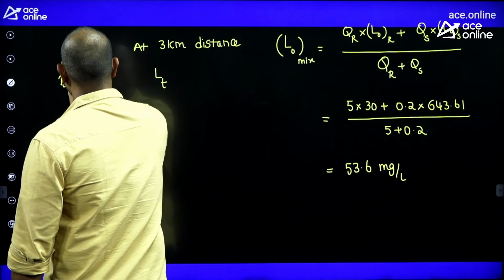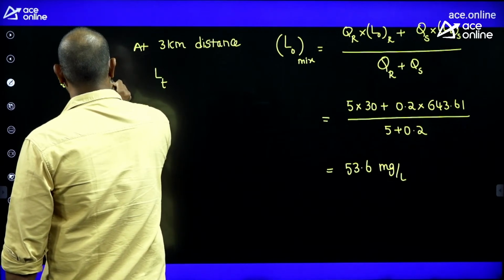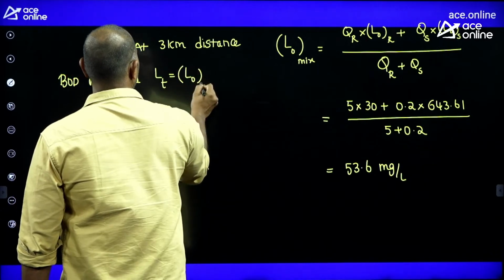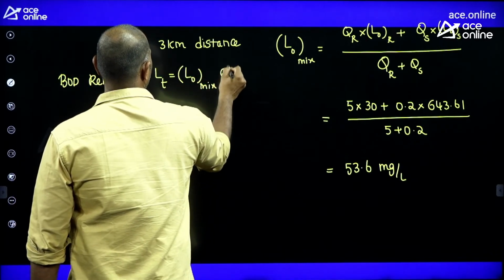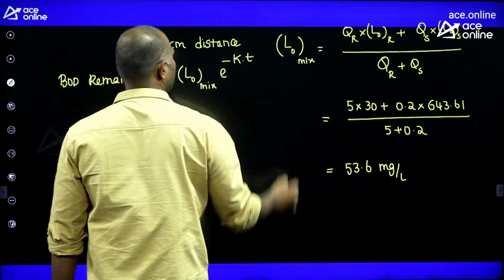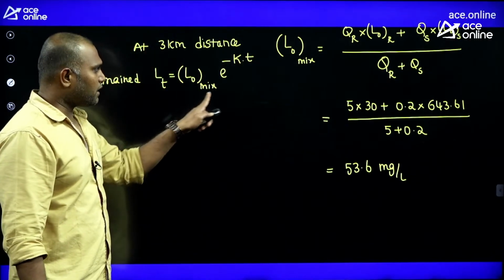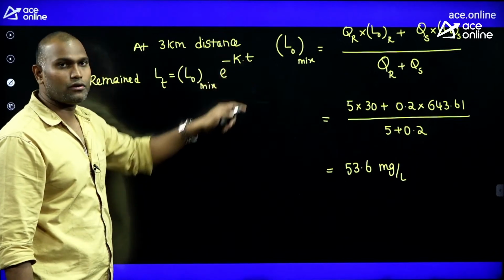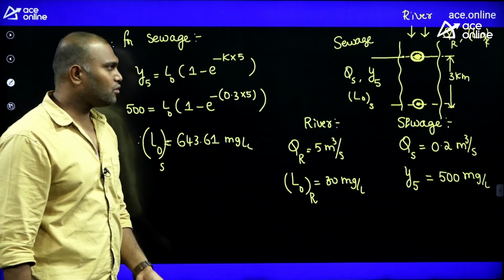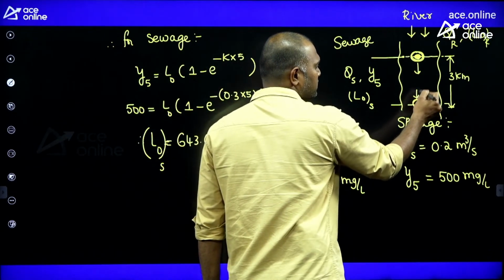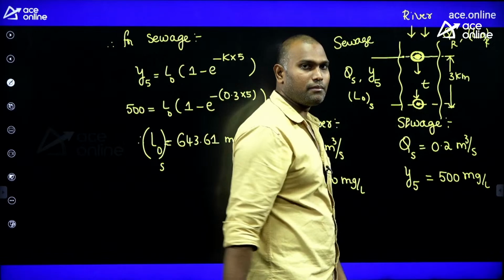BOD remained is nothing but LT equals L0 of that mix into e to the power of minus K into T. Now, everybody, I want LT. I have L0 of the mix, I have K, but how to find out the T, time? Don't you think for water to move from here to here, it will take certain time T? How to find out that time T?